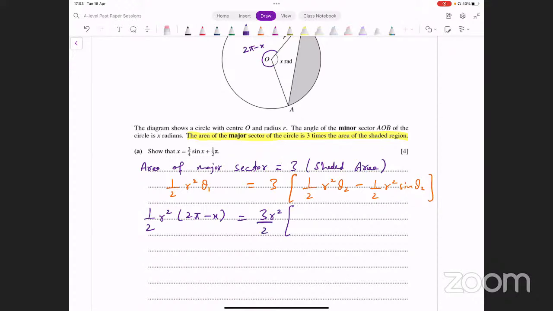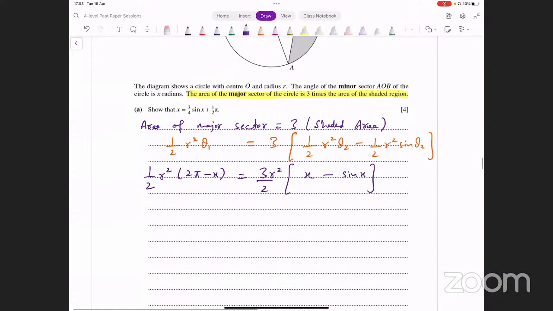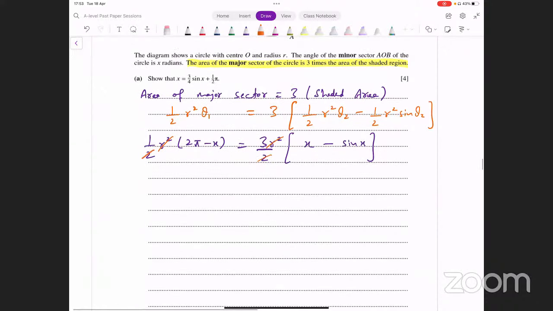Theta half r square मैंने बाहर लिख लिया, ठीक है? अंदर क्या बचा? Theta 2, which is x minus sine of theta 2, which is sine of x. Now r square and r square get cancelled, and 2 and 2 get cancelled. We have 2 pi minus x on the left side. On the right side, we have 3x minus 3 sine x.